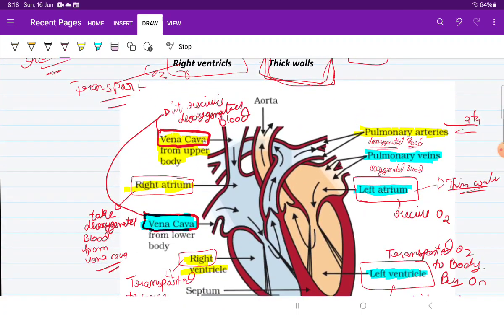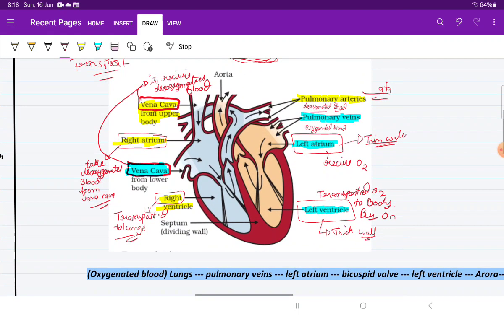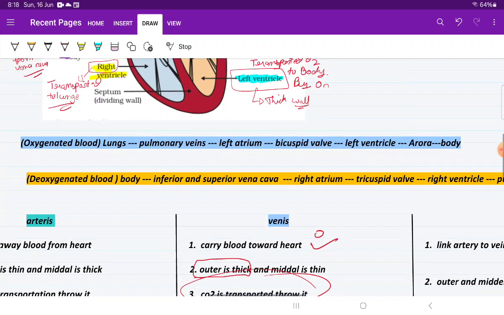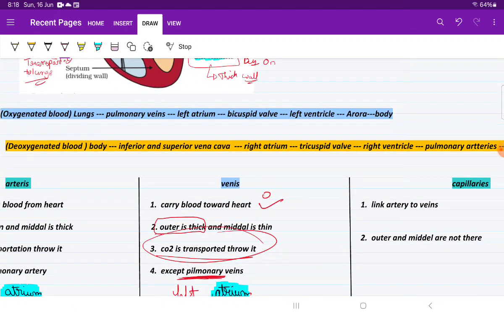Okay, so this is the structure of the heart that I have made, and I have labeled all the things. That is important, and you can make notes. You can take a screenshot and put it in your book. Now let's see the main thing that I explained in the starting. Let's first of all start with the flow of oxygenated blood.